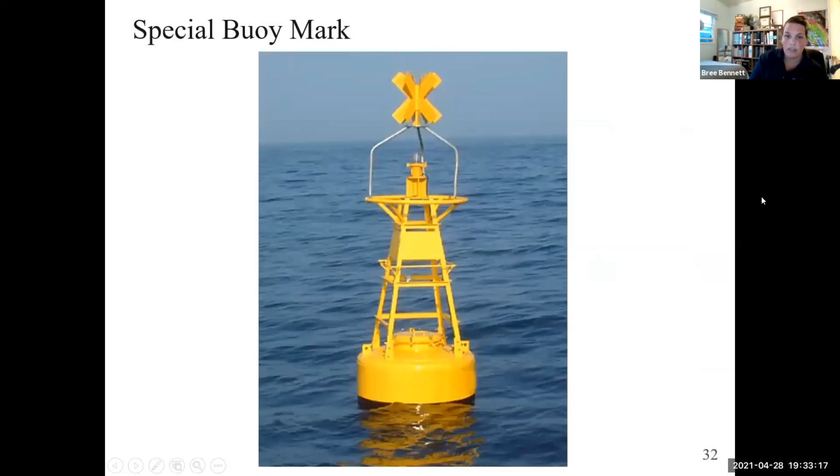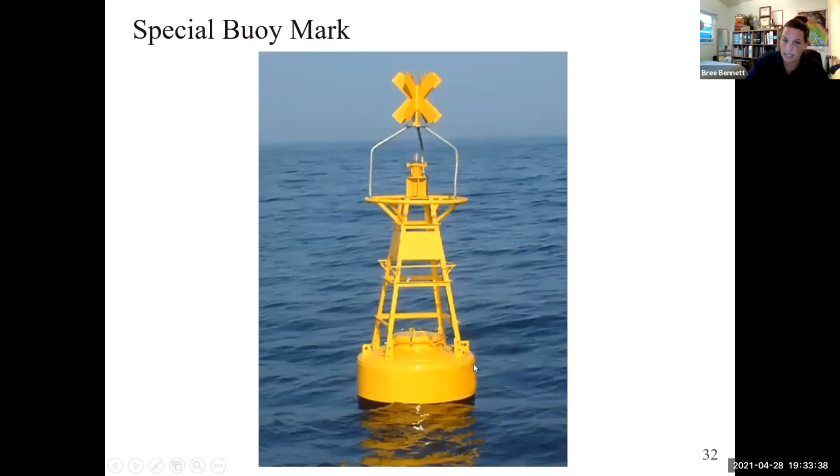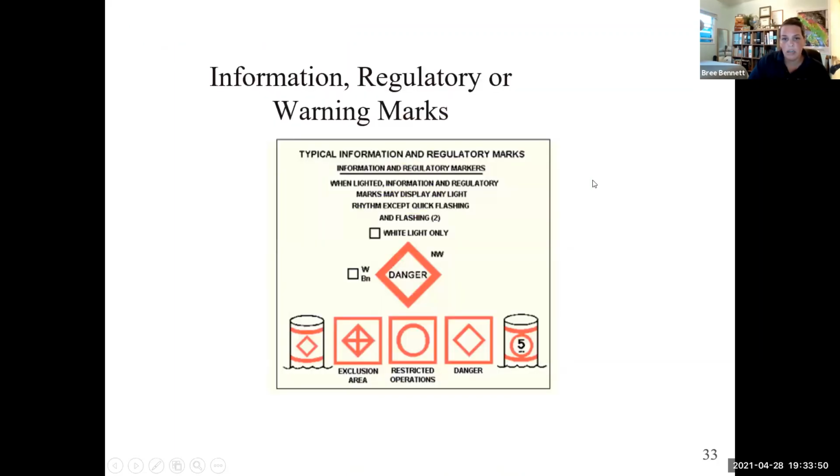Okay, then we have our special purpose marks, which can be lots of different things. Certain anchorages, traffic separation schemes, military areas, just some sort of special purpose. They are going to be lettered. The buoys themselves are going to be yellow, and the light is going to be yellow. So again, the buoy itself will be yellow, your top mark will be an X, and the flashing light will be yellow.